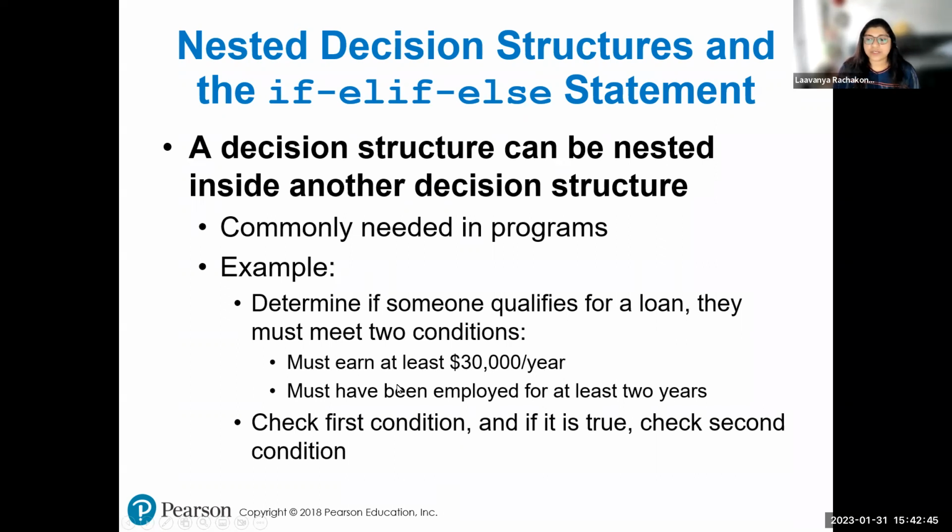So if the requirement was that the person is qualified for a loan if they meet at least one of these conditions, in that case you could check simultaneously. But here, as it's saying that both conditions must be met, you can check the first condition, that is at least 30,000 per year. And if that is true, then you check for the second condition. Otherwise, you can just skip the second condition.